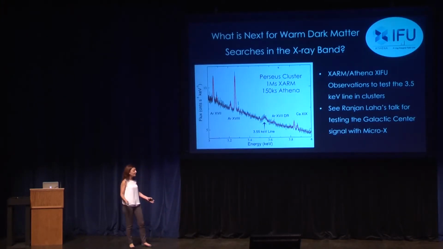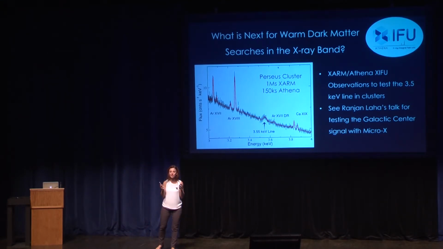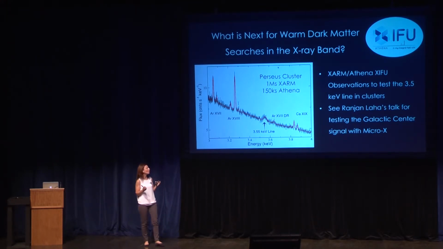Okay, what is next? We desperately need a calorimeter in space to look into the X-ray band. We do need it so badly. When we could have a calorimeter and look at a galaxy cluster long enough, like 1 megasecond, we will be able to tell if this line is an astrophysical line or is a dark matter signal. But before then, it's really hard. We are working our best, though.